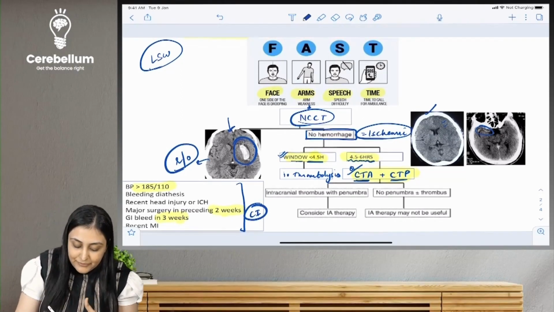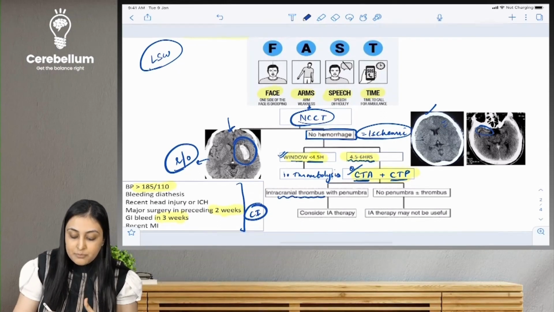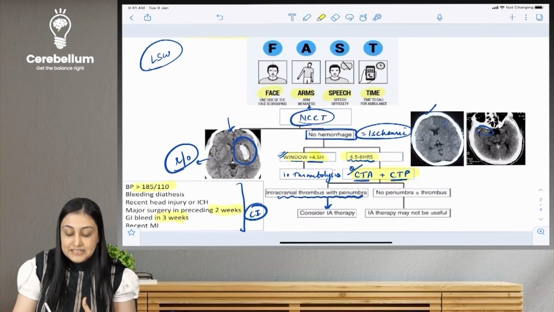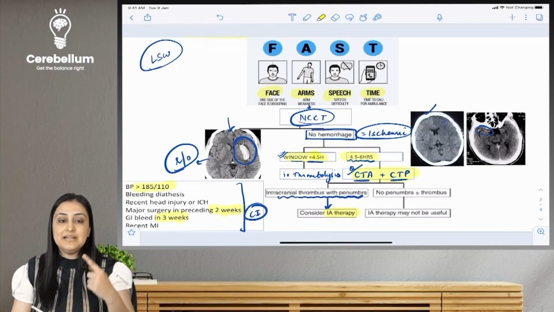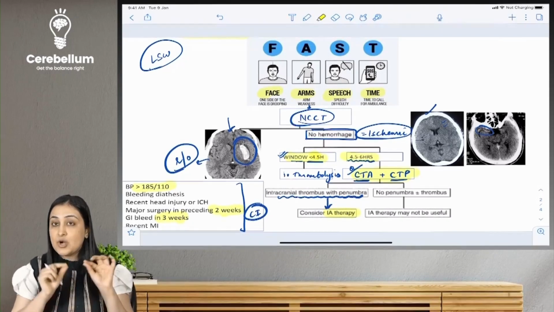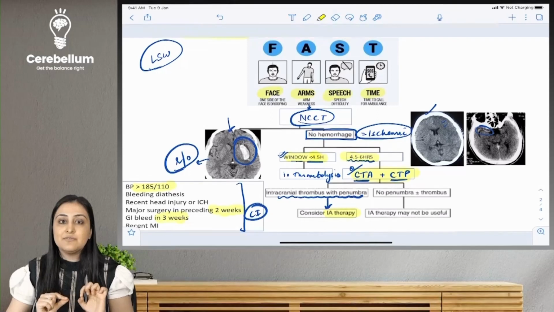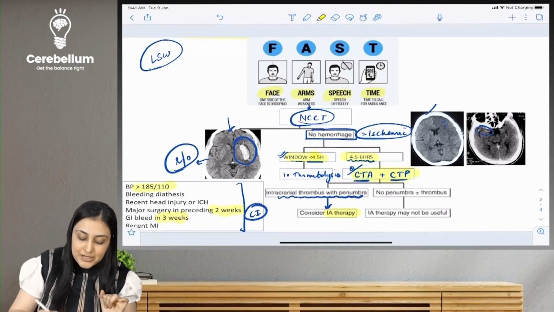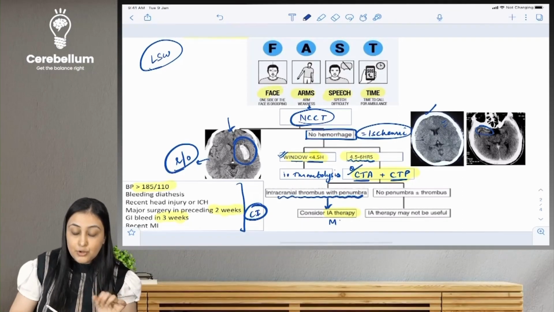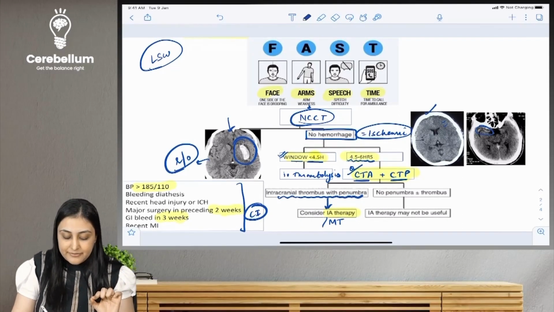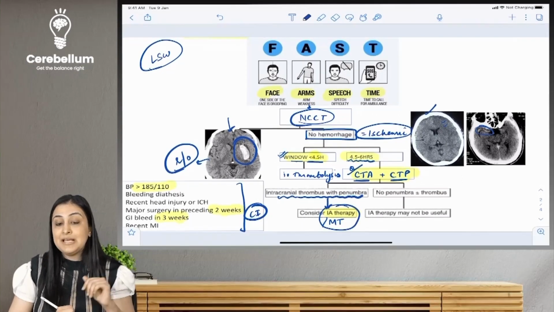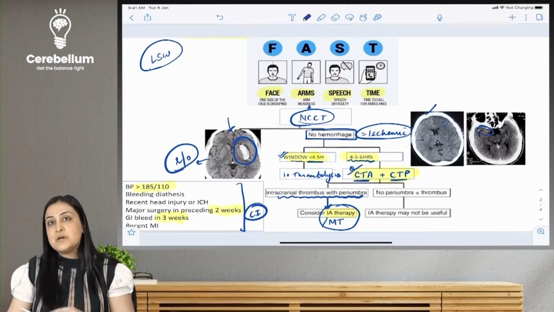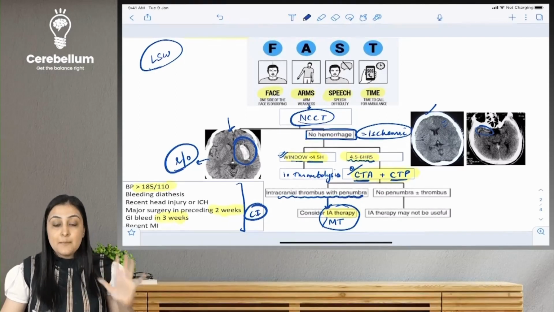So if I find on those studies that there is thrombus of a major artery with penumbra, I can offer him intra-arterial treatment. Intra-arterial thrombolysis, not IV. We go into the artery with an endovascular approach. We can offer intra-arterial thrombolysis or mechanical thrombectomy. So here interventional radiology will come into play. We can offer these treatments. But if there is no penumbra and no major artery thrombus, we can't really do anything for these patients.